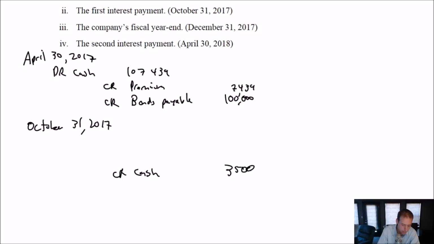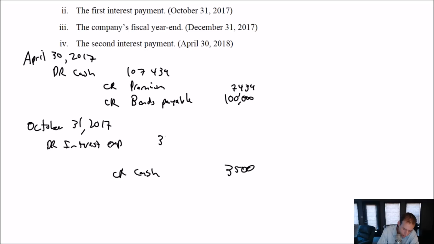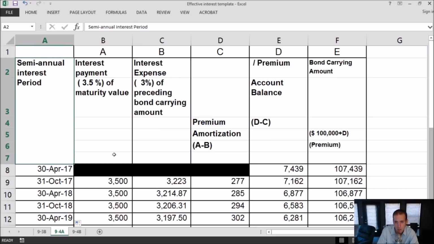What else might be happening? Well, I have an interest expense. So we debit interest expense. How much is our interest expense? It is $3,223. The difference goes to the premium, and it's premium amortization. Now, premium is a credit. To make the premium go to zero, we are going to debit our premium. And if you think about what's happening here, we debit our premium by the amount of the amortization on October 31st, it's 277.